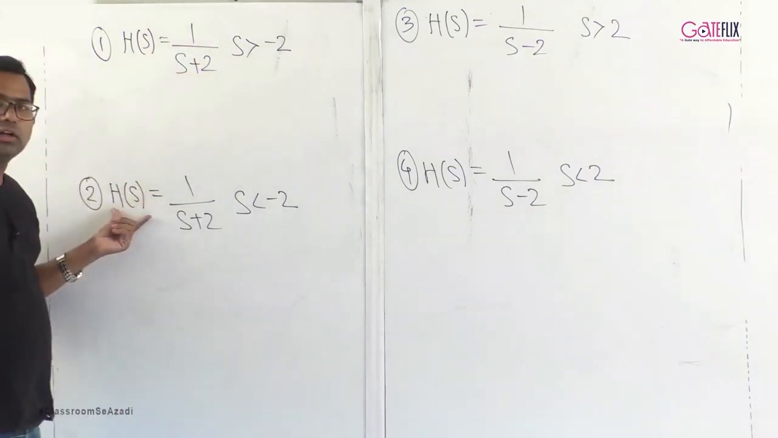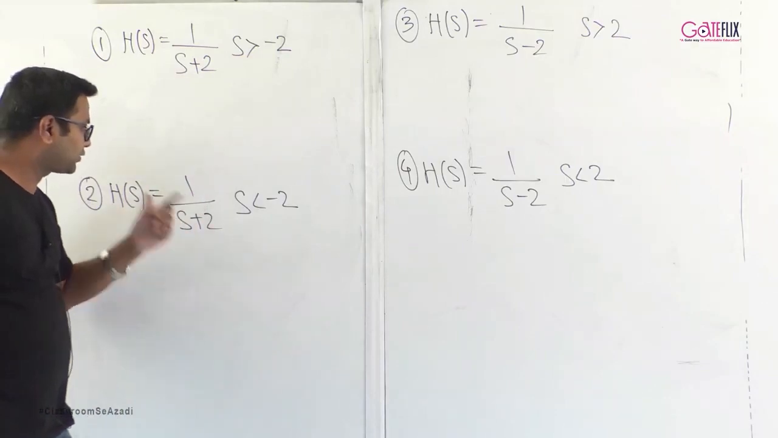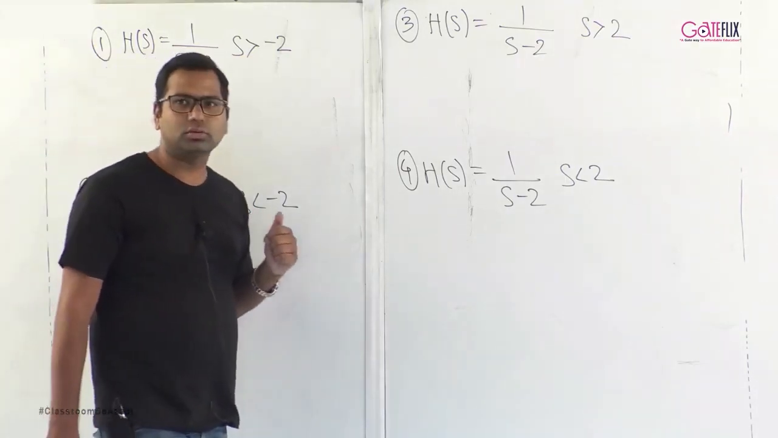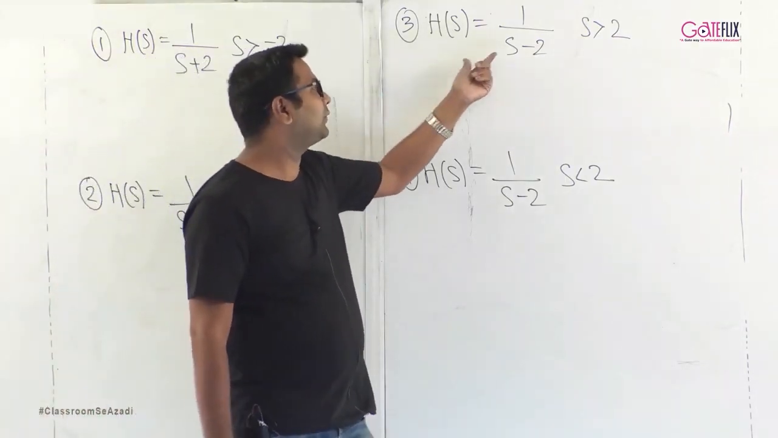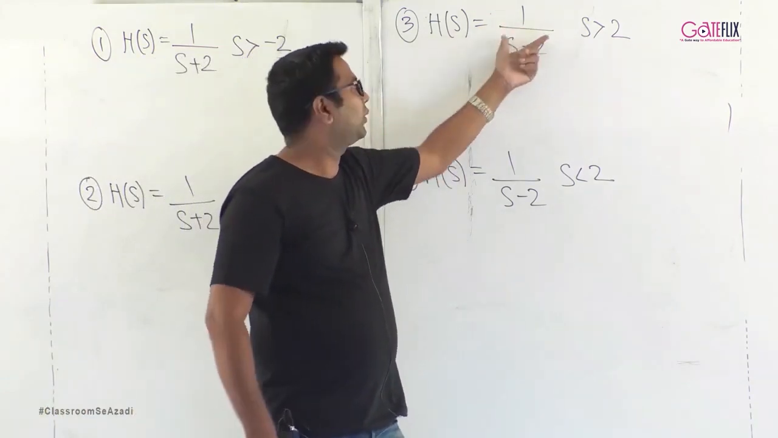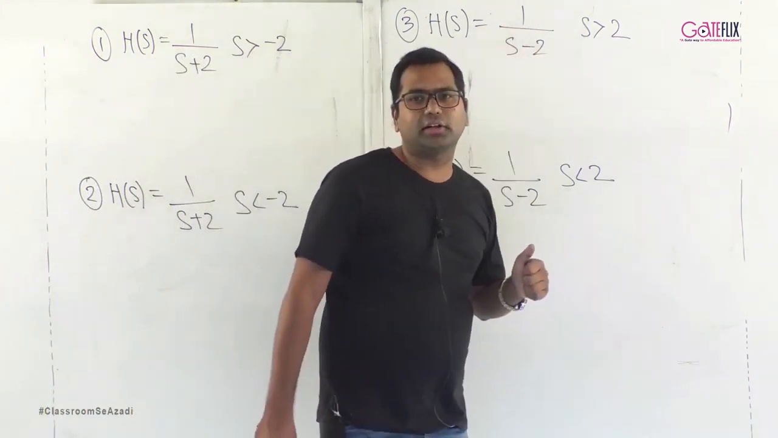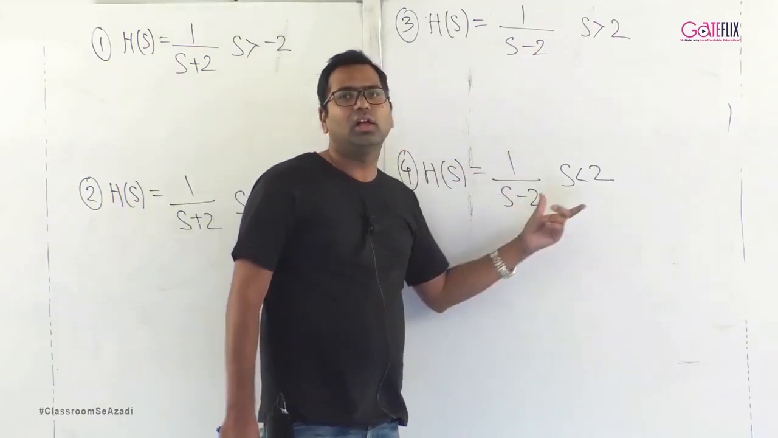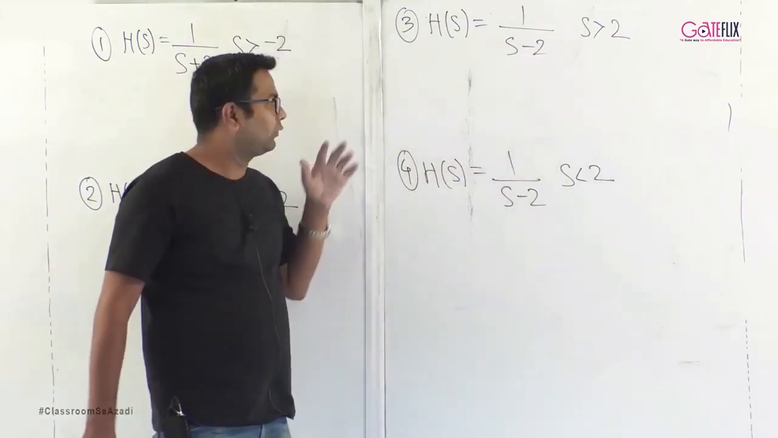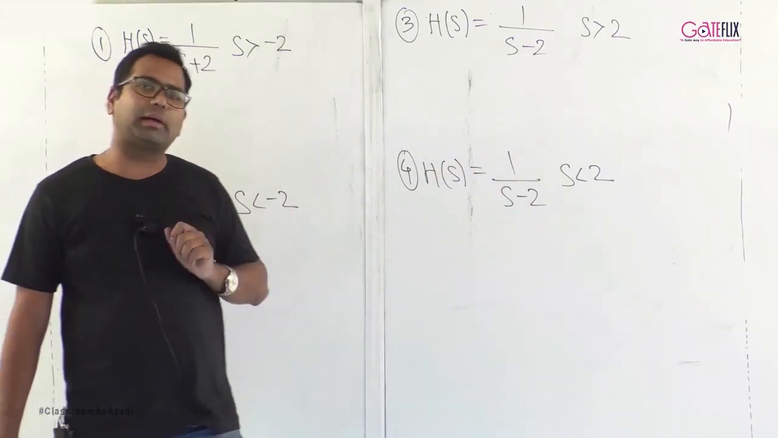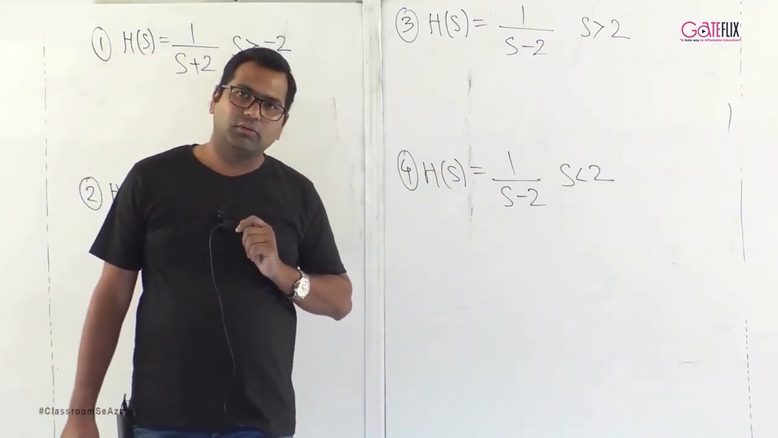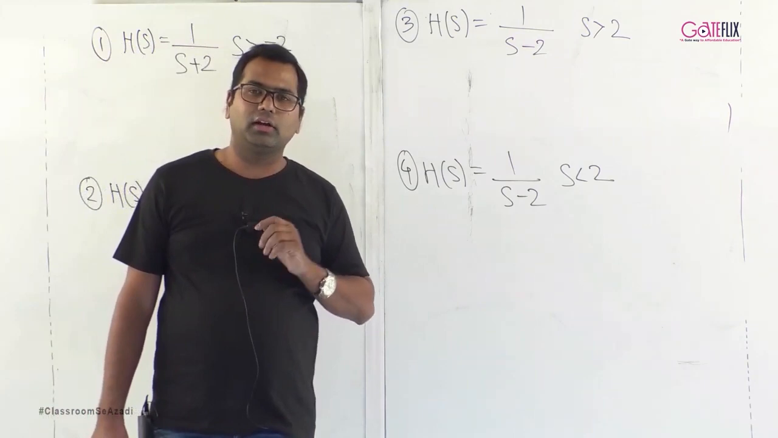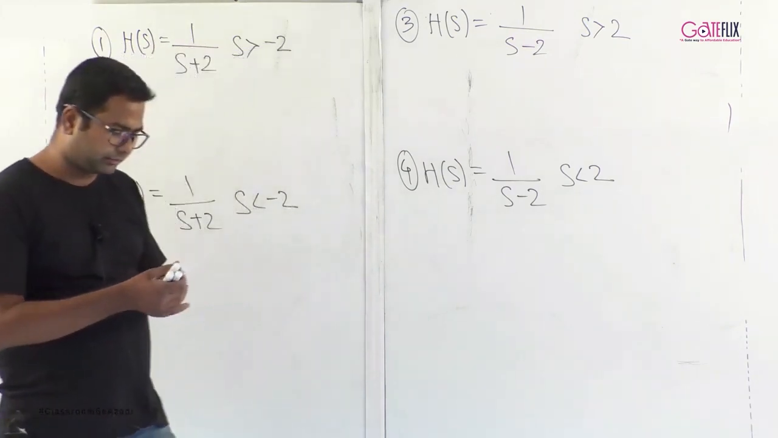In the second example, the transfer function is 1 upon s plus 2, and the ROC is s less than minus 2. In the third example, h of s, the transfer function, is 1 upon s minus 2, and the ROC is s greater than 2. And in the fourth example, the transfer function is 1 upon s minus 2, and the ROC is s less than 2. So we have 4 transfer functions and all of them have different ROCs. We will try to find out how to identify causal system and stable system.